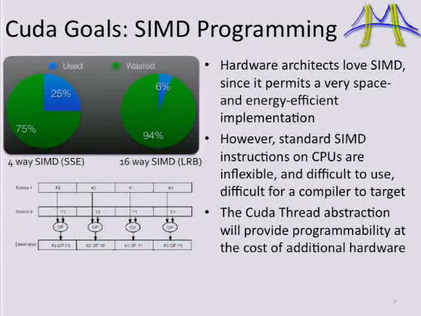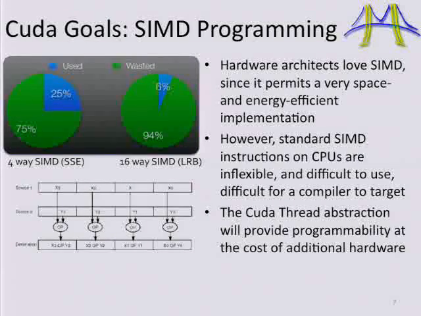So SIMD programming. Hardware architects love SIMD because it's a very efficient way to put more hardware, more computation on a chip. You basically copy and paste your floating point pipelines, and then you can amortize the energy and performance cost of fetching and decoding instructions. The problem is that standard SIMD instructions on CPUs, SSE, et cetera, are pretty inflexible and difficult to use, so much so that a compiler can't really target them. They have very difficult restrictions in terms of memory access patterns, the kind of things you can and can't compute.